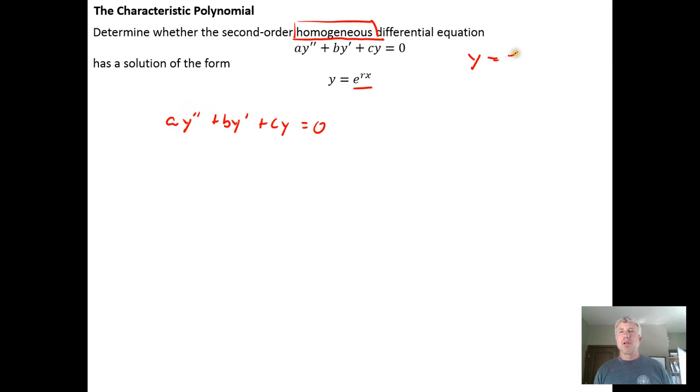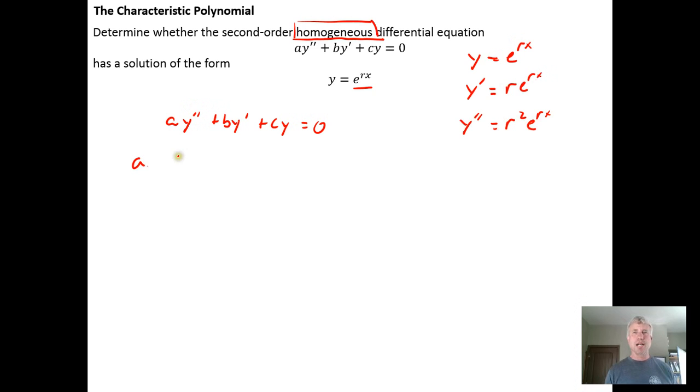If something of the form e to the rx is a solution, we need to plug in e to the rx, the derivative of it, and the second derivative of it, and it needs to evaluate to 0, or we don't have a solution. So the derivative of e to the rx is re to the rx, and the second derivative is going to be r squared e to the rx, and we just plug those pieces in.